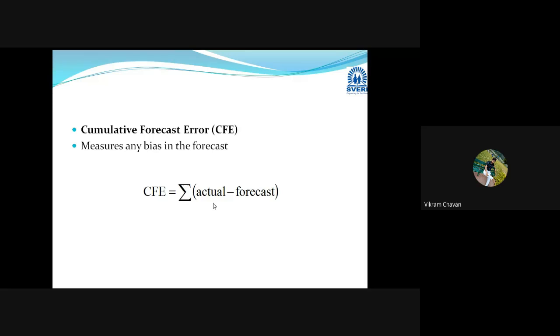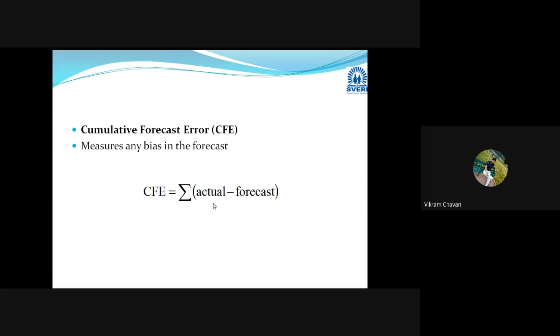Then the next one is the cumulative forecasting error. This type of error consists of all the signs of that particular error. If the error is positive, no problem; if the error is negative, no problem. At the end, we get the total summation of all the errors, which may be positive or negative. Here we add up all the errors by considering their signs also.